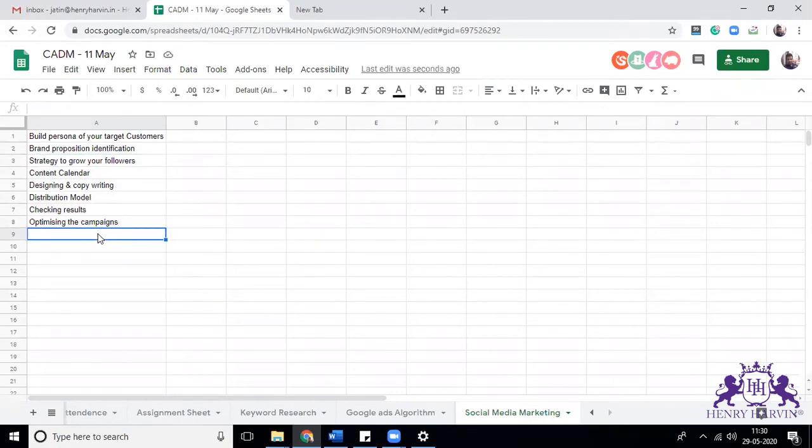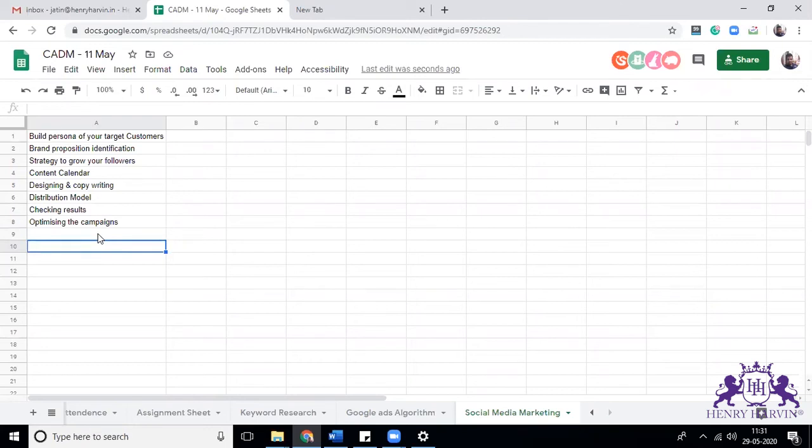The first thing is building persona. Persona means identifying who your customer audience is. For example, let's take an example. Ranjana, what kind of business is yours? Can you elaborate and we can identify a business model for you, a target audience for you? Okay, it's your husband's business, ITCR. Okay.